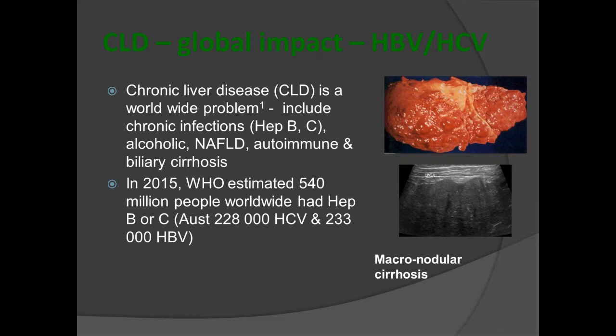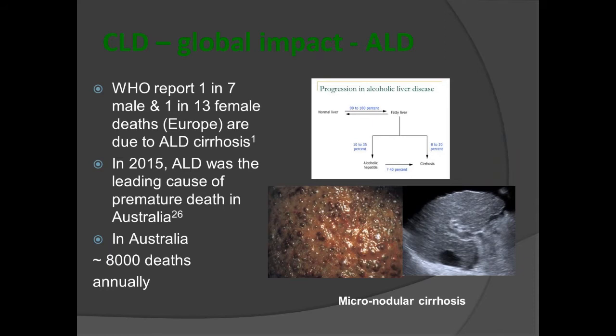So chronic liver disease, in essence, is any process affecting the liver that extends for longer than 6 months. We know that most people think of chronic liver disease as our viral infections, Hep B or Hep C. And in Australia, there's around 500,000 people who live with Hep B or Hep C. But internationally, those numbers are 540 million.